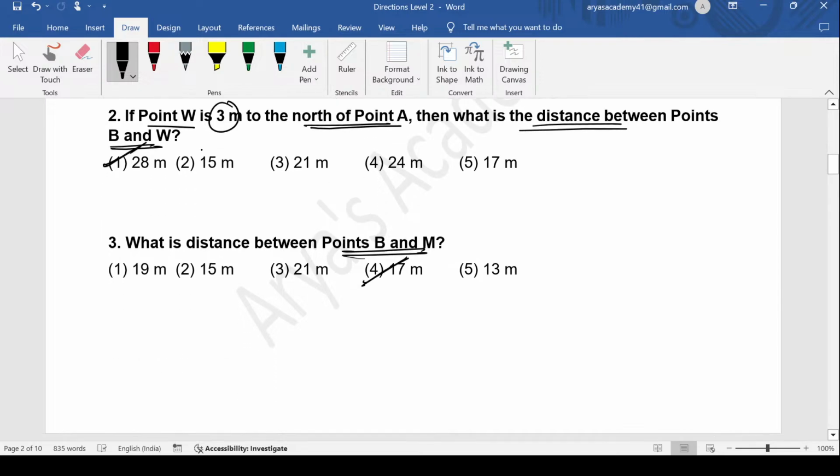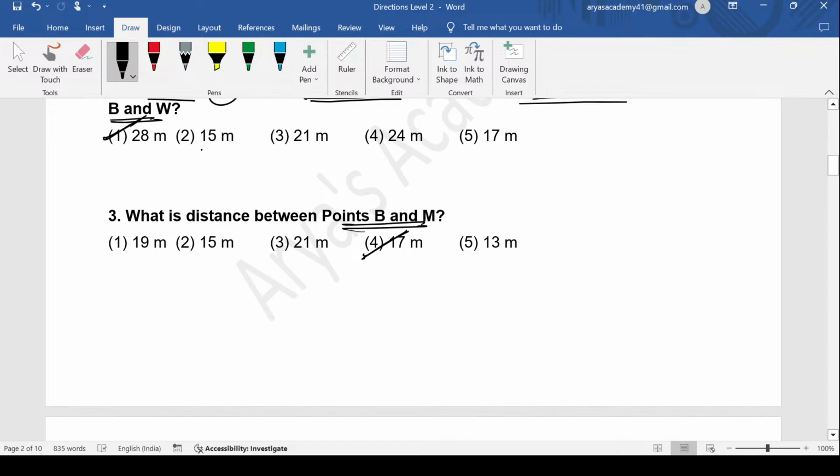Okay. So hope you got this right. So have you understood? Are there any doubts for you? Shall we proceed further for the next set or next passage?